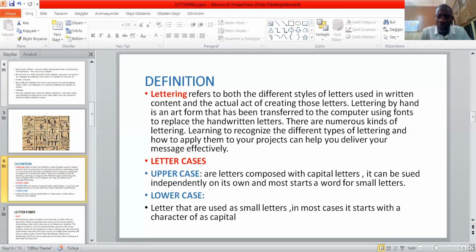Now, one of you mentioned earlier, she said fonts. What do you understand by that word fonts? I want to know what you understand by that word fonts. Who can tell us? Who can tell us what fonts are?